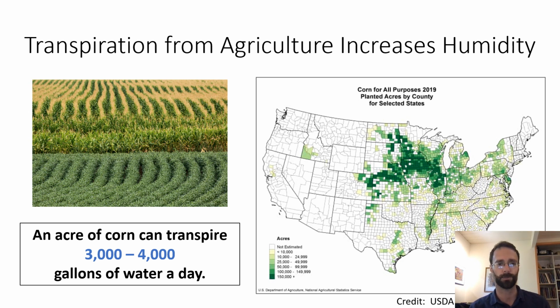Note this map comes from 2019, but similarly, corn was widespread in the area, to the west and southwest of Chicago in 1995. So given sufficient water in the soil, an acre of corn can transpire anywhere from 3,000 to 4,000 gallons of water to the atmosphere each day. And this is exactly what happened in 1995 during the heatwave event.